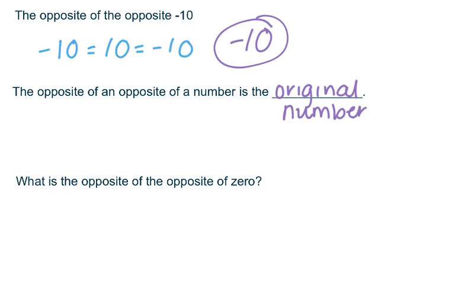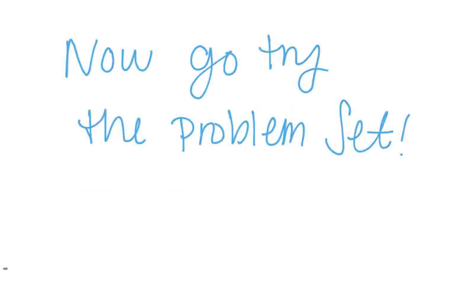How about 0? What is the opposite of 0? Well, in the previous lesson, we talked about how 0 is its own opposite. So the opposite of 0 is still 0. Now, go try the problem set.